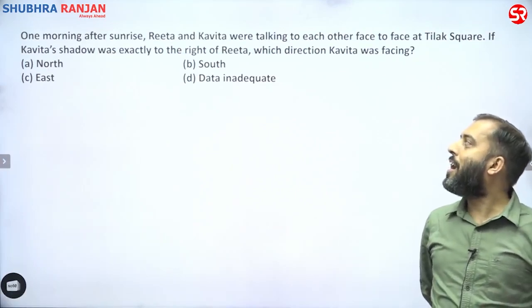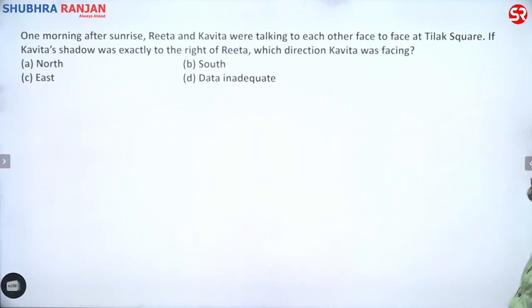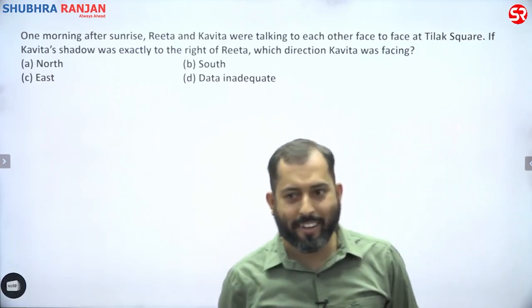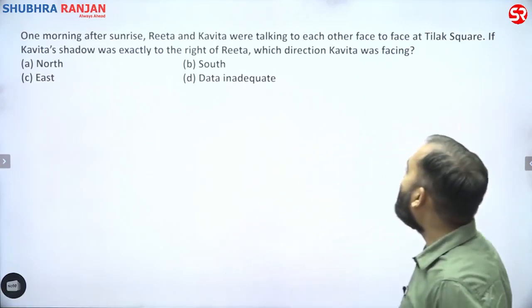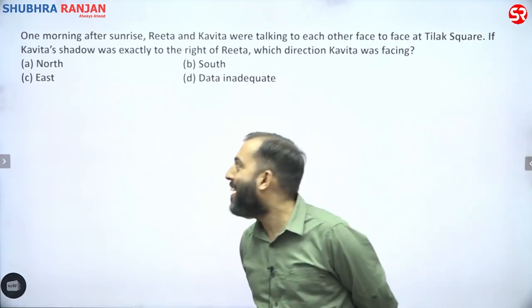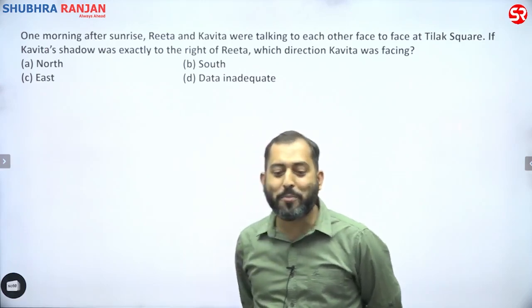One morning after sunrise, Rita and Kavita were talking to each other face to face at Tilak Square. If Kavita's shadow was exactly to the right of Rita, then which direction was Kavita facing? My answer was option A, north.